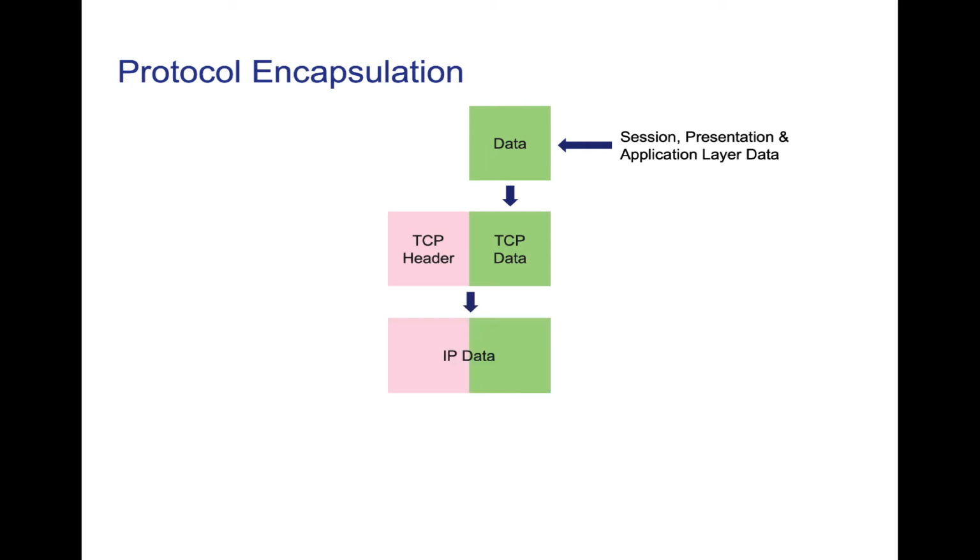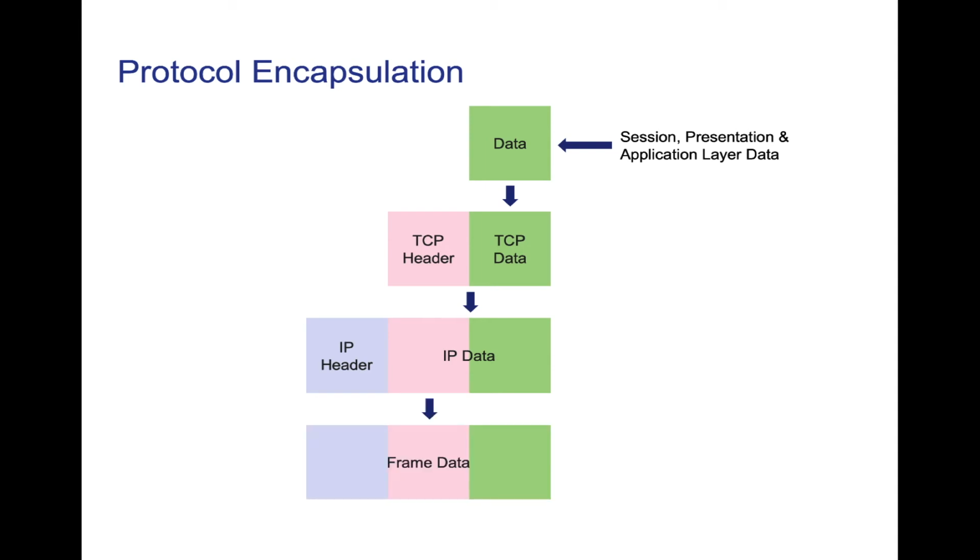Then the data gets passed down to the Internet Protocol, or IP, which operates at the network layer. All of the TCP data, including the original data and the TCP header information, gets treated as data by IP. IP then adds another header to the data. This header includes, among other things, the IP address of our computer.